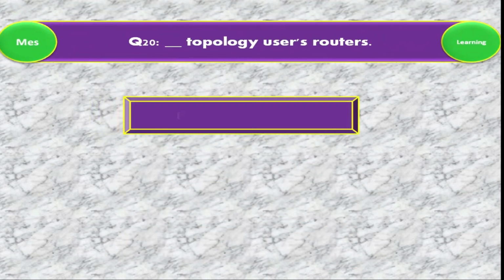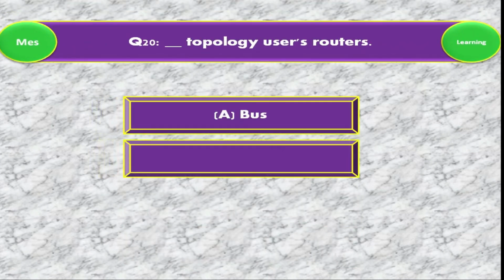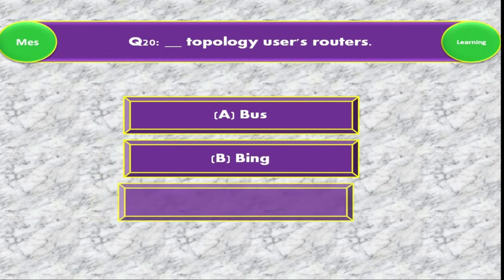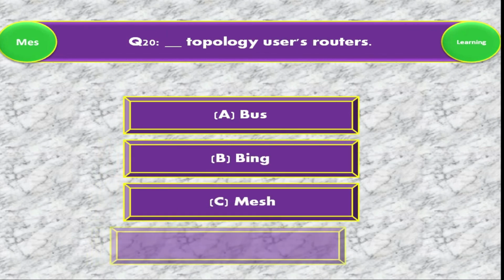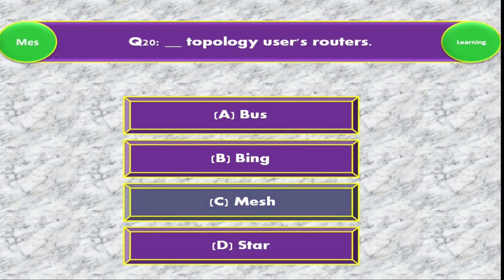Question 20. Dash topology uses routers: bus, ring, mesh, star. Right answer, mesh.